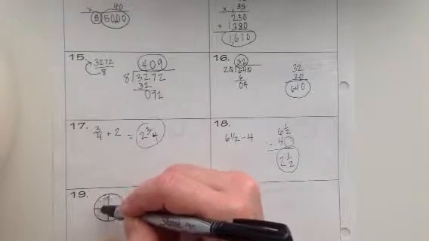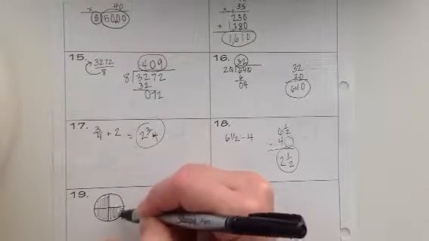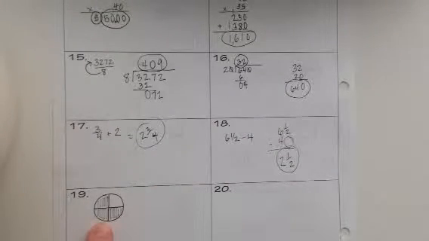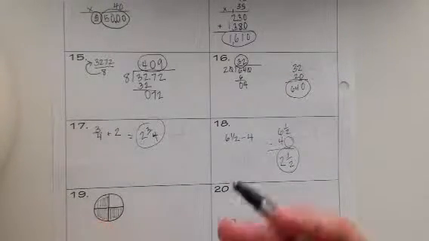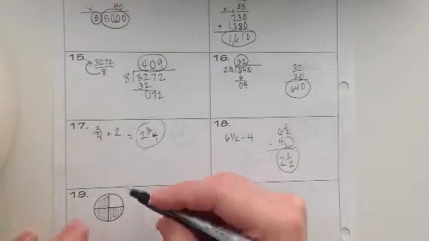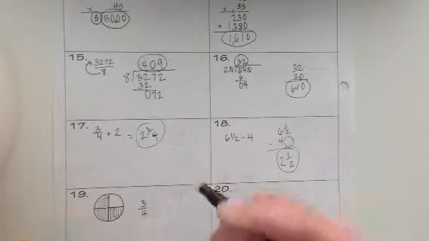Number 19 says draw a circle, shade all but 1/4 of it. So I'm going to color this, I'm going to color that. Those are my dogs thinking they're hungry. Okay. Now, what percent is shaded? Percent? I don't know. Yes, you do. You have 3/4 shaded.